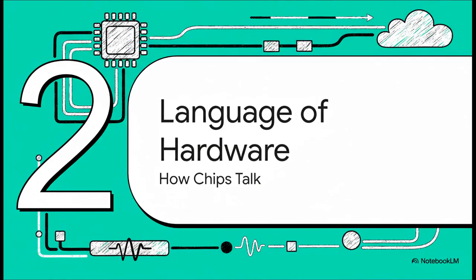Okay, so a chip, no matter how powerful, is kind of useless in isolation, right? It's like a brain without a nervous system. To do any real work, it has to communicate. And that brings us to the fascinating world of hardware language, how we turn the abstract ones and zeros of the digital world into actual physical signals that can travel through a wire.